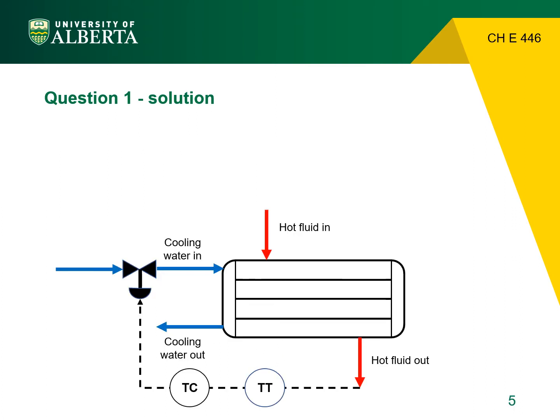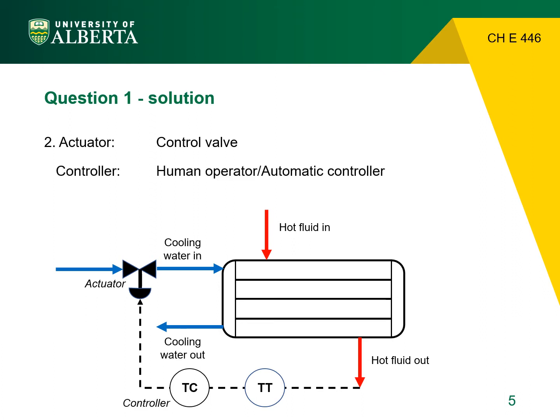Let us now identify the different components of a typical control block diagram in the current schematic. The actuator is the control valve that operates on the cooling water inlet flow rate. The controller is the temperature controller that takes in readings from the temperature sensor. And the sensor is the thermocouple that measures the temperature of the hot fluid outlet.